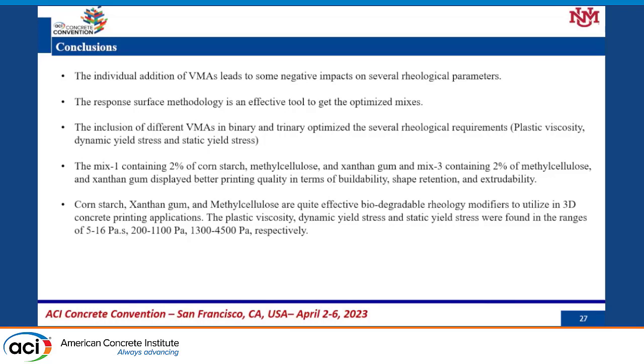So the best mixes in terms of printability were mix 1 and 2. Mix 1 contained 2% of cornstarch, 2% of methylcellulose, and also 2% of xanthan gum. Similarly, the mix containing 2% of methylcellulose and xanthan gum displayed better printability in all the criteria. Finally, it can be concluded that all these viscosity modifiers, cornstarch, xanthan gum, and methylcellulose, are quite effective, biodegradable mixes. And the ranges of the rheological parameters we found were 5 to 16 pascal second for plastic viscosity, 200 to 1100 pascal for dynamic yield stress, and 1300 to 4500 pascal for static yield stress.